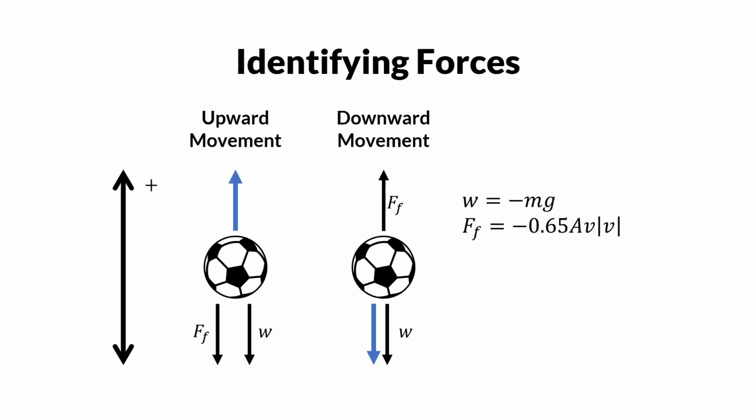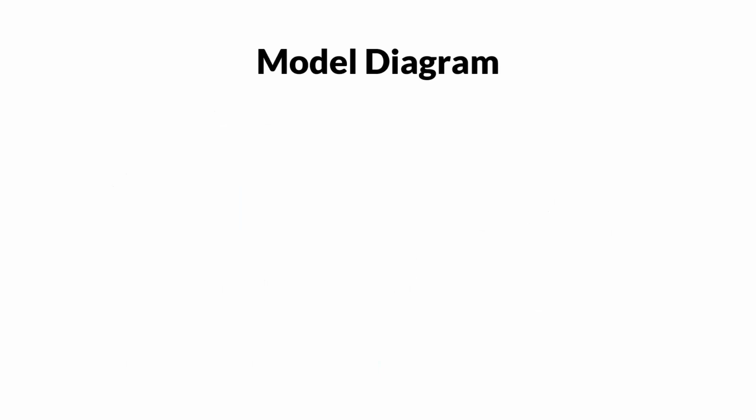Because the object is a ball, the projected area is a circle with area of pi times R squared. So, the total acceleration is weight plus friction divided by the mass. Because we add friction to the model, the diagram also changes.